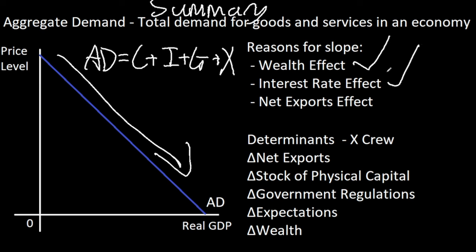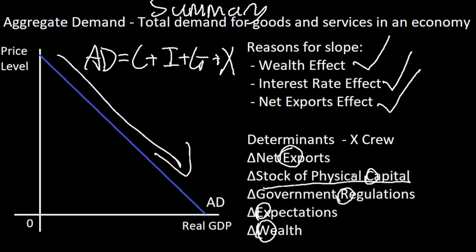Interest rate effect, which comes from banks running out of money, which comes from people taking out too much money from the bank and forcing them to increase interest rates, which will decrease borrowing and overall spending. And the net exports effect, where imports are more attractive than the exports for a country as inflation increases. And remember the determinants, you can just remember X crew of net exports, a change in stock of physical capital, a change in government regulations, a change in expectations, and a change in wealth.